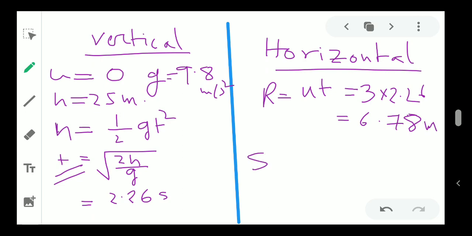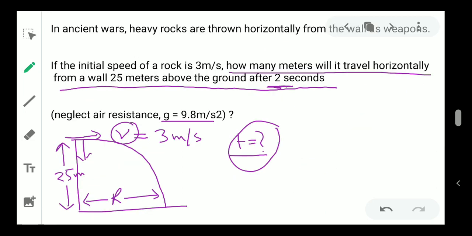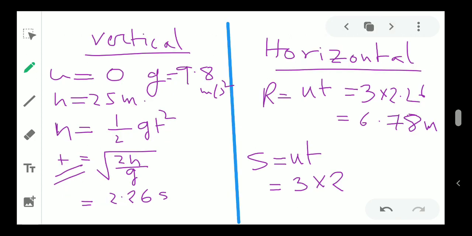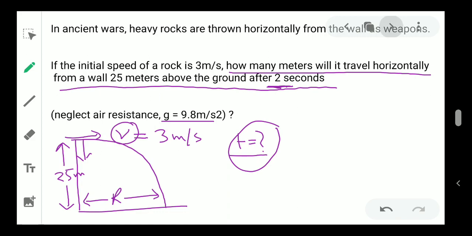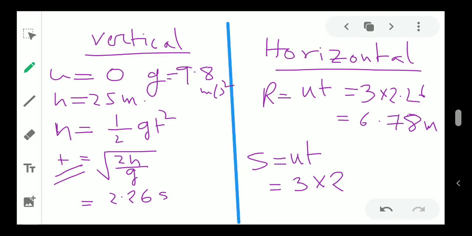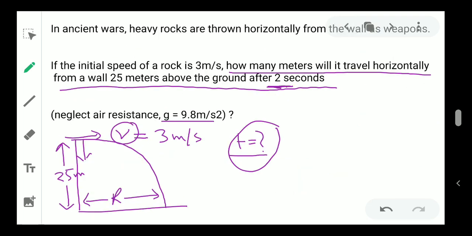But I have to find out this thing, that is u is 3 and my time is 2. So one thing you may ask me, sir, then why is this 2.25 there, why have you done so much? I have done so much to show you that this time 2 second is not your t, that is the time for your whole flight. So only this much you have to do, that is 6 meter.